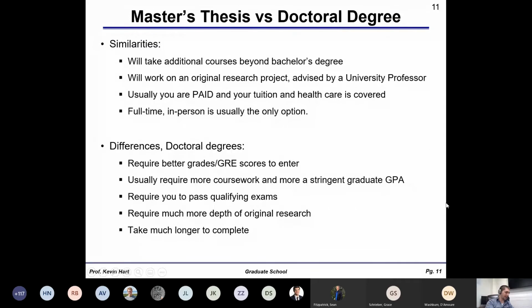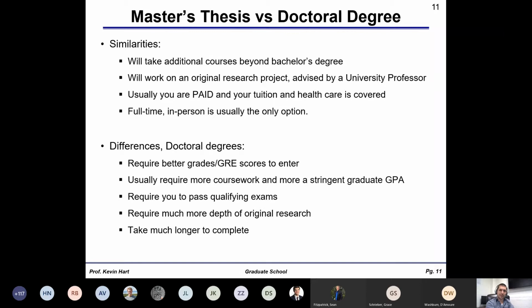All right. Your master's thesis versus doctoral degree. Here are similarities and differences. Similarities, additional courses beyond bachelor's degree, both of them have that. You'll work on an original research project. This is if you're getting a master's with a thesis. You're usually paid, and your tuition and healthcare is usually covered for both of these options.